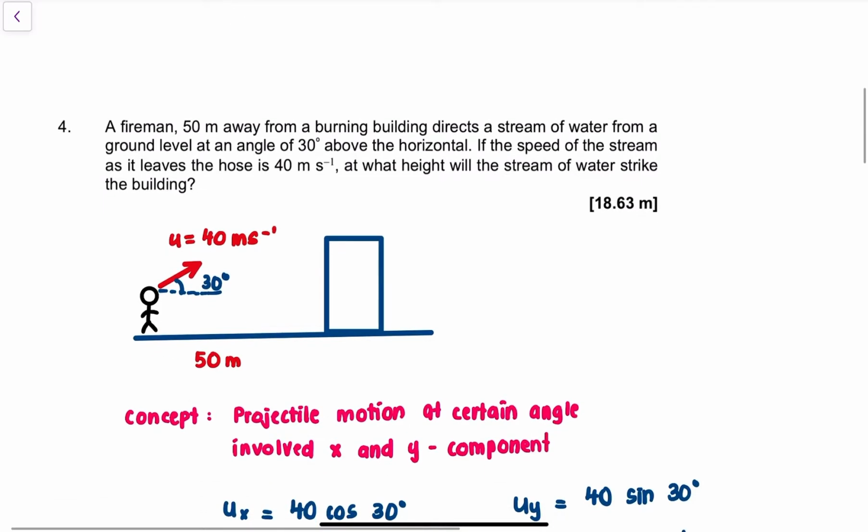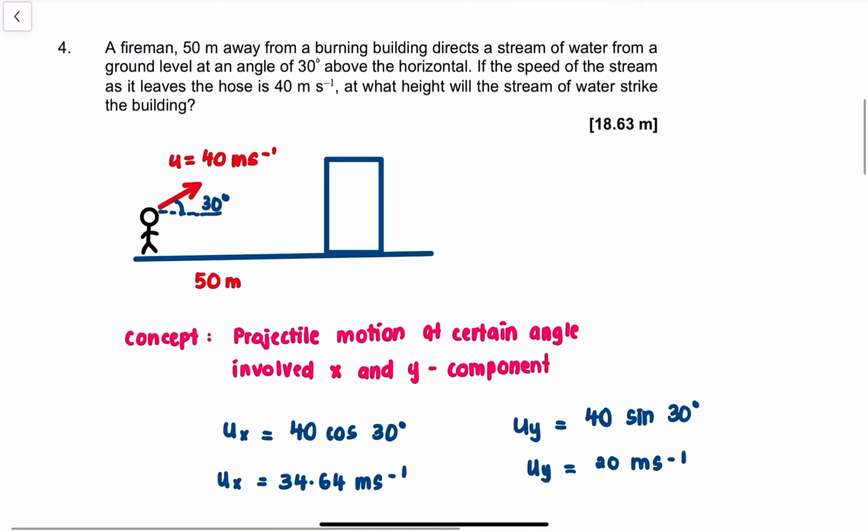Next, we proceed to discuss question number 4. A fireman 50 meter away from the burning building directs a stream of water from ground level at an angle of 30 degrees above the horizontal. If the speed of the stream leaving is 40 meter per second, at what height? At what height? Meaning we want to determine the value of sy. Will the stream of water strike the building?